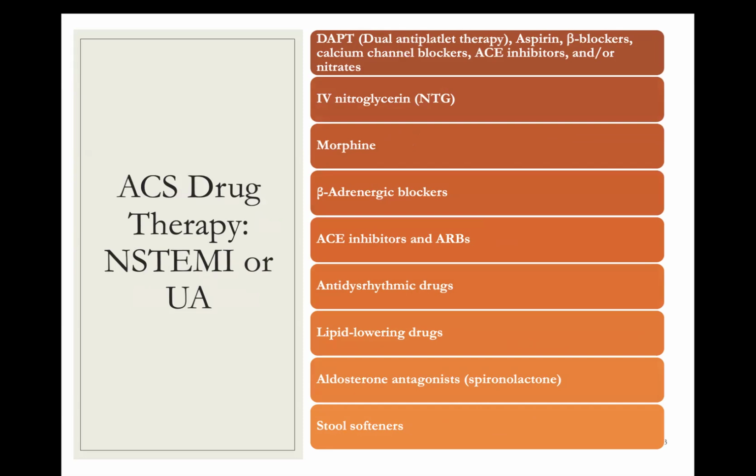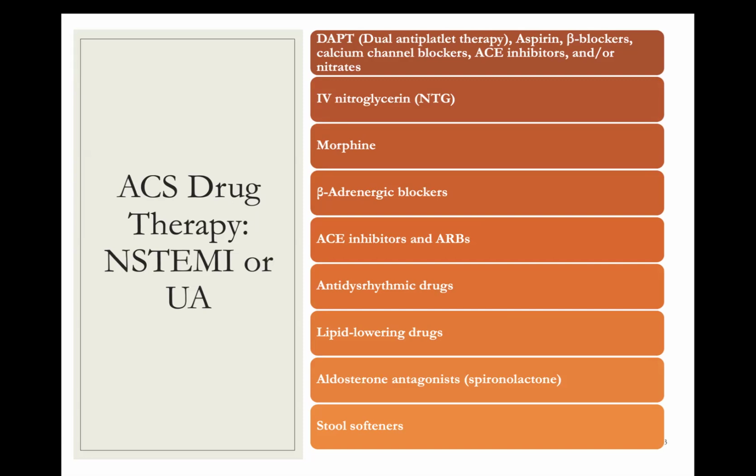So if a patient has an NSTEMI or unstable angina, we're going to treat with dual antiplatelet therapy, so aspirin and Plavix. We're also going to give them beta blockers, calcium channel blockers, ACE inhibitors, and/or nitrates like nitroglycerin. So these folks are going to be on several cardiac medications when they leave the hospital.